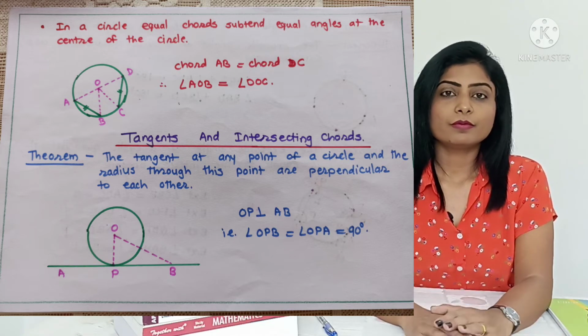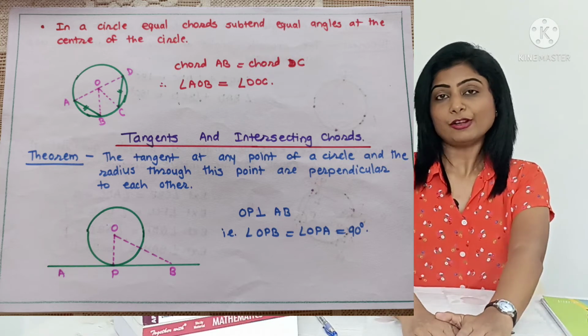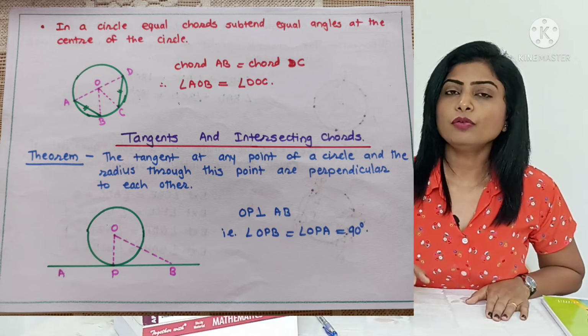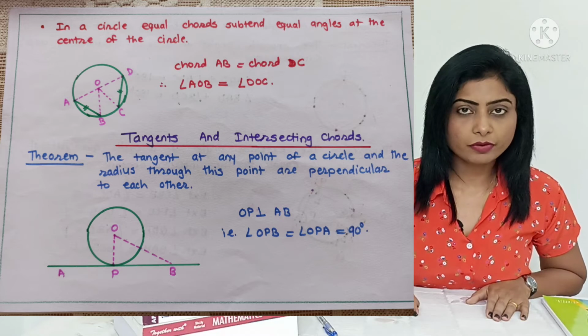Now the next topic is tangents and intersecting chords. What is a tangent? A tangent is a line drawn from a point on the circumference of a circle.